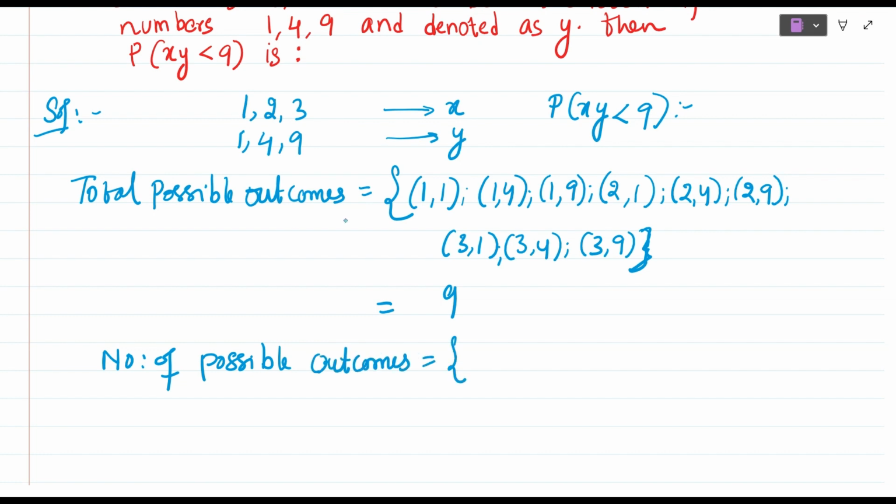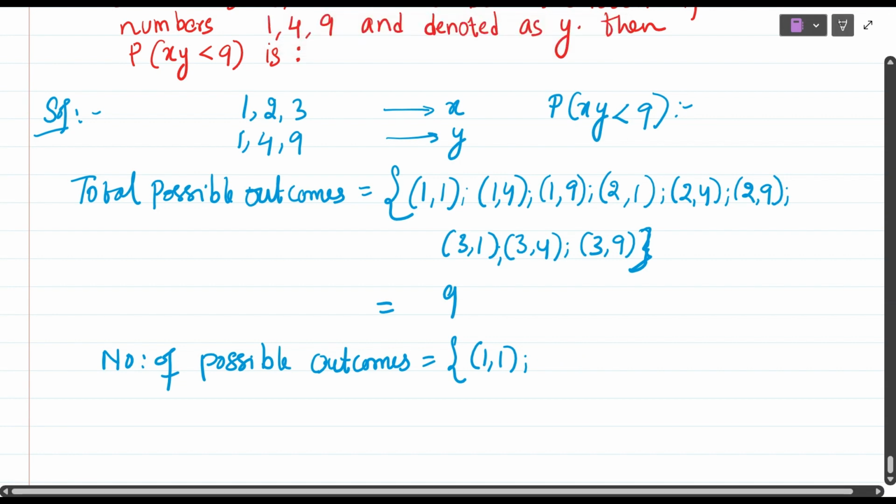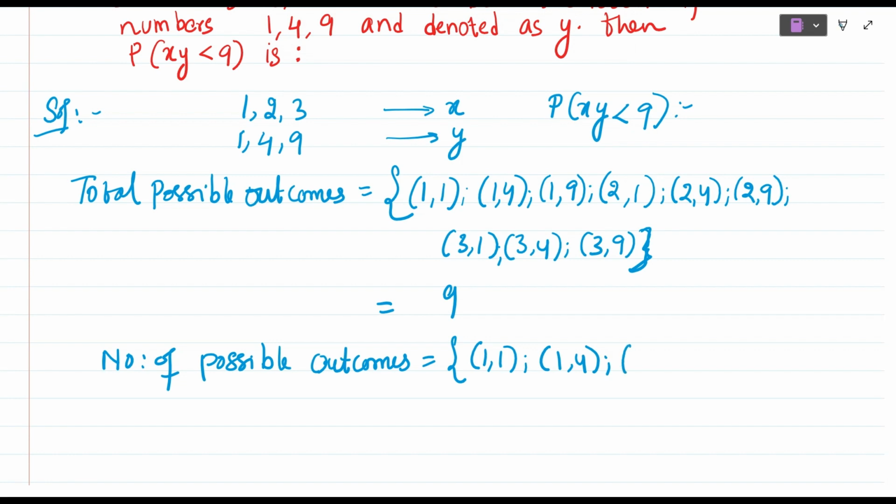So let us write. 1 into 1 gives 1 only. We can take this. This is less than 9. 1 into 4 gives 4, and this is less than 9. Next 1 into 9 gives 9. We cannot take that. Next 2 comma 1 gives 2. Next 2 comma 4 gives 8. This is less than 9 and we can take it. And 2 and 9, 2 nines are 18. We cannot take that.